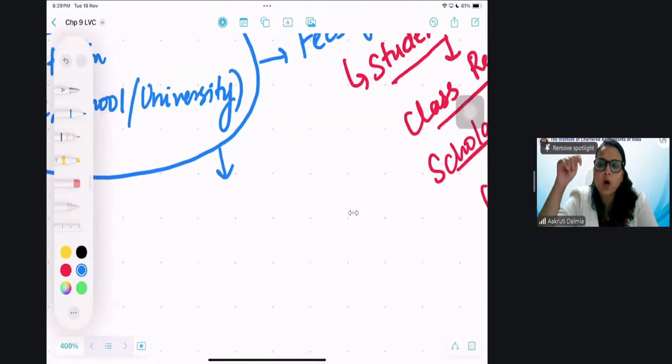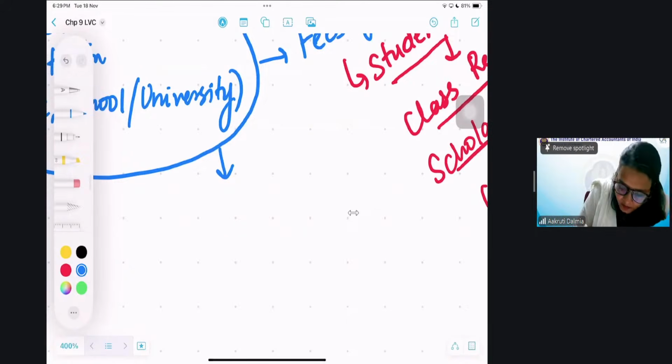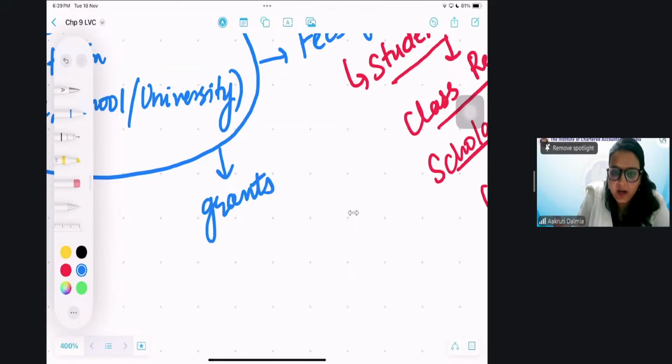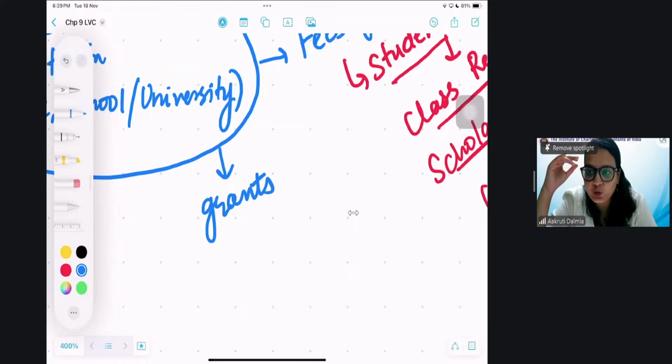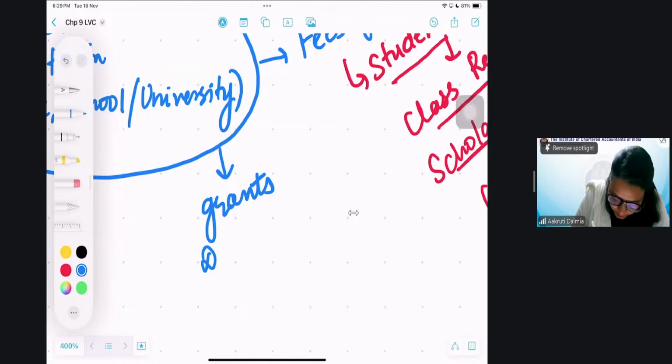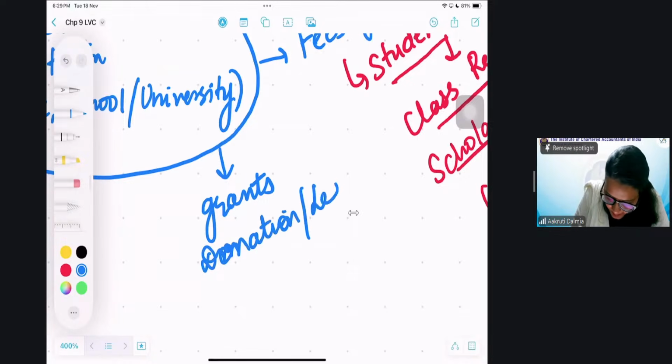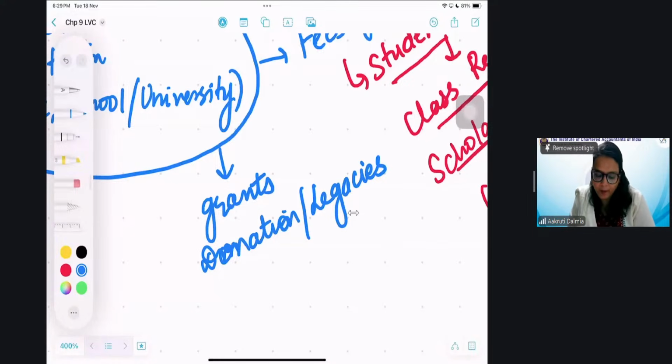Now we are still on doing receipts. What other receipts can be there other than fees? Other receipts can be any kind of grants. Can school receive grants? Have you heard government granted school? Yes. School can also receive donations, legacies. So that also we can verify.